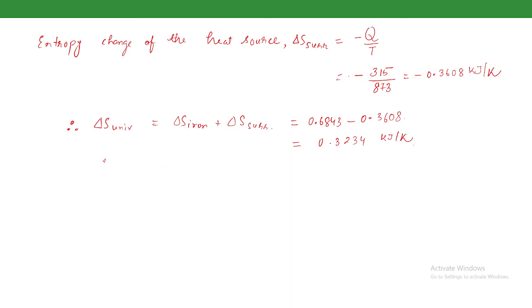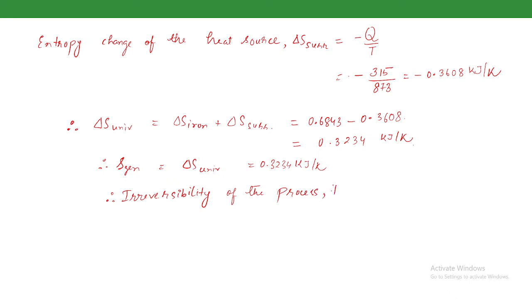Therefore, entropy generated is also this net change of entropy of the universe, that is 0.3234 kilojoule per Kelvin. Therefore the irreversibility of the process, I can say, is T naught into entropy generated. We know this from the Gouy-Stodola theorem.